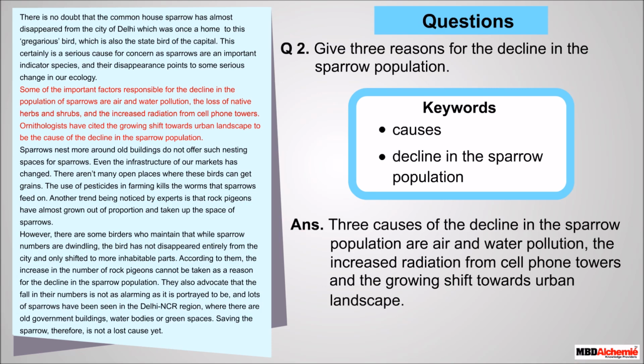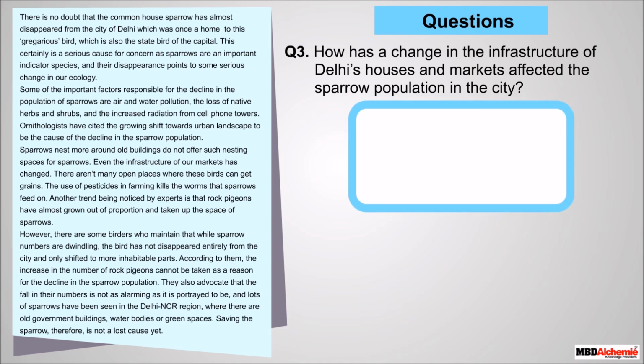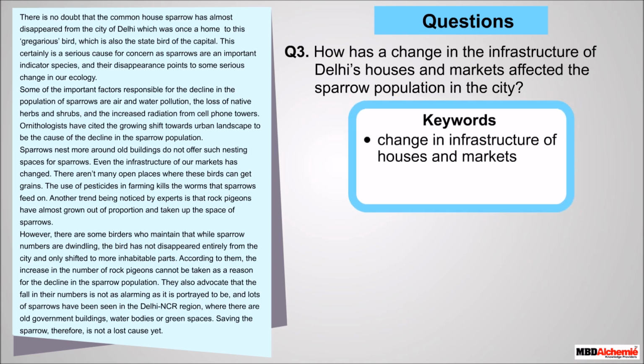Now let's attempt the third question. How has a change in the infrastructure of Delhi's houses and markets affected the sparrow population in the city? Here the keywords or key phrases are change in infrastructure of houses and markets and affected the sparrow population. This is an inferential question. Although the passage provides us with plenty of relevant information, we will have to read between the lines to answer this question.